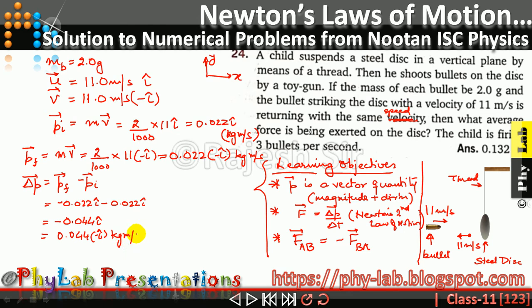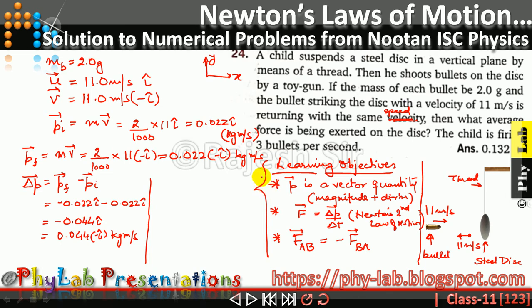Remember, again and again I have been telling you that when you are dealing with vectors, or when you are writing the vectors with negative sign, the negative sign is there just to tell you the sense of direction. Please take care about this fact. Now this is the change in momentum, and we found it by keeping in mind that momentum is a vector quantity, possessing both magnitude as well as direction.